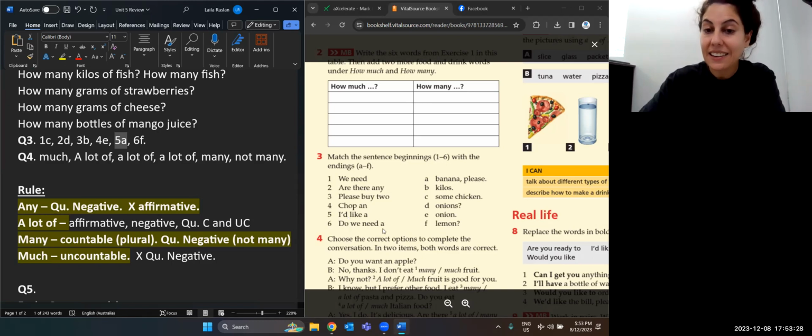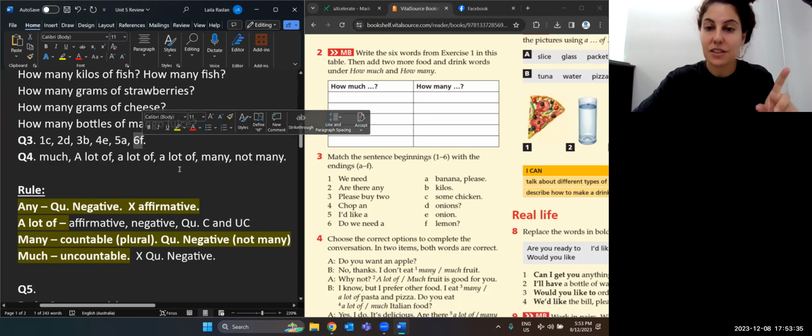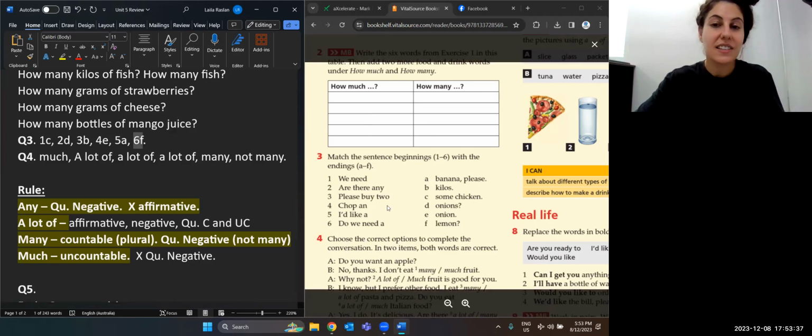Do we need a? Now, a is singular. Do we need a lemon? So only one, because I'm asking, do you need a? So you can see any and some are used with the plural. And if you just want one, you say a or an.